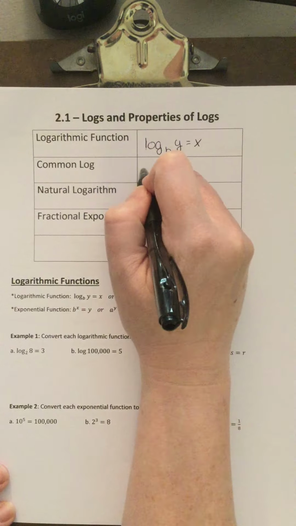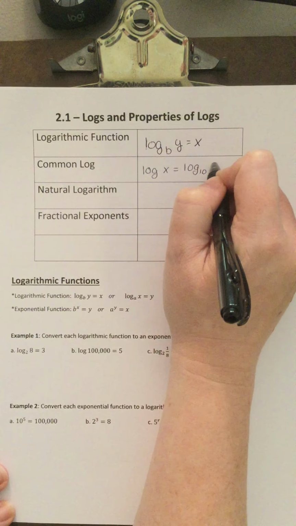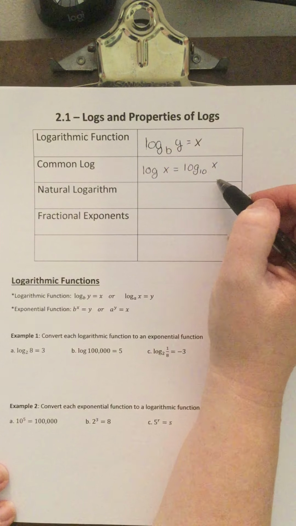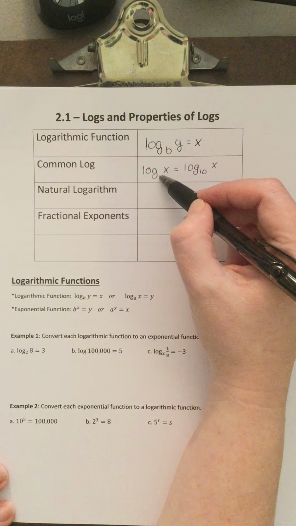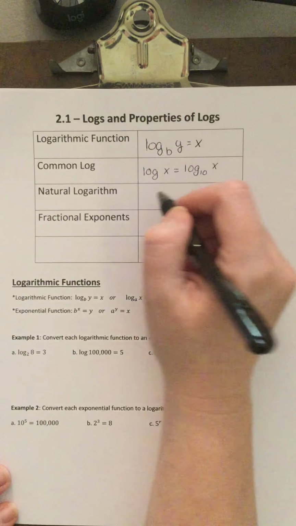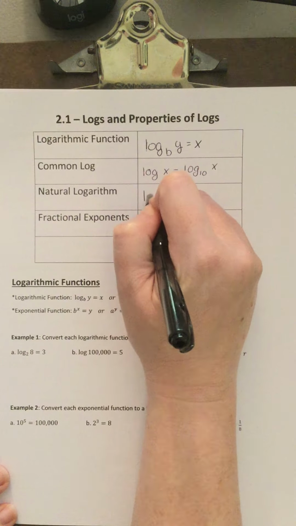So a common log is what you put in your calculator. And a common log has log base 10. And since it's a common log and we all just accept that that's what it is, we don't write that 10 every time. So if you see just a log by itself and nothing written down here, you can assume that it's 10. A natural log goes with E.